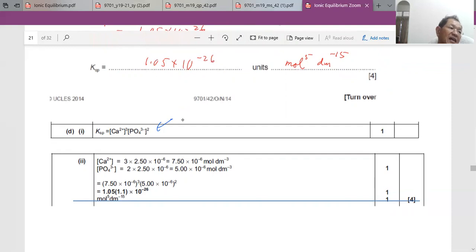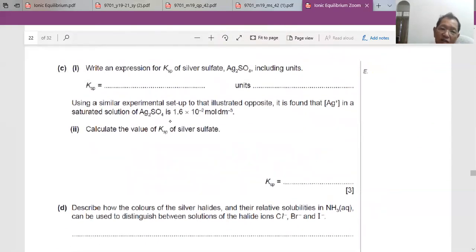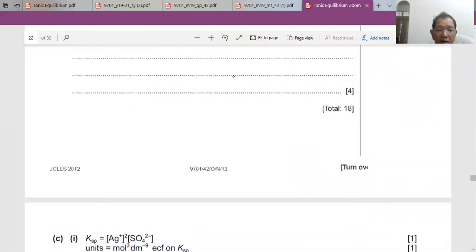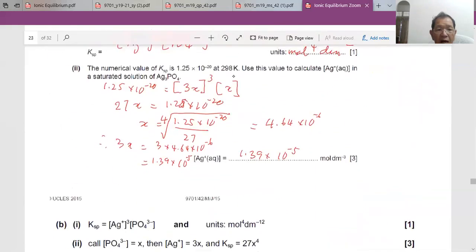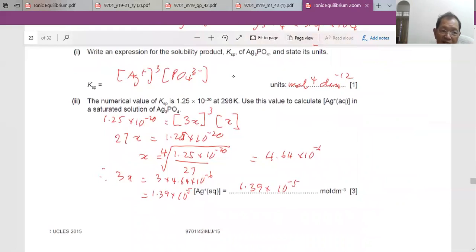Now our difference is the next question. This is quite simple. Silver phosphate, just change it to Ag. The numerical value for Ksp is given.